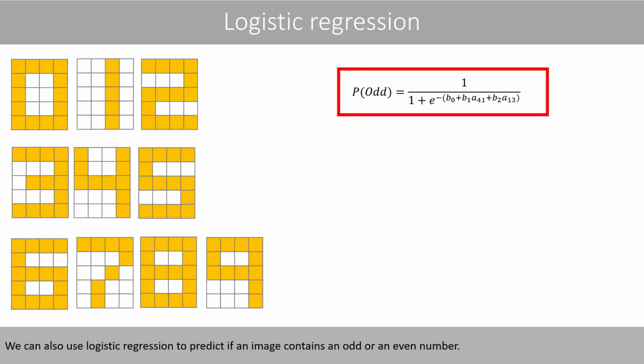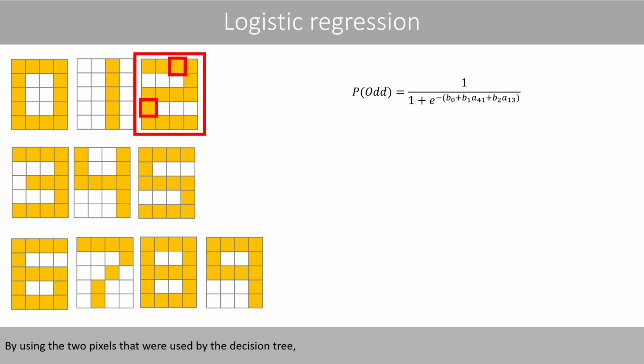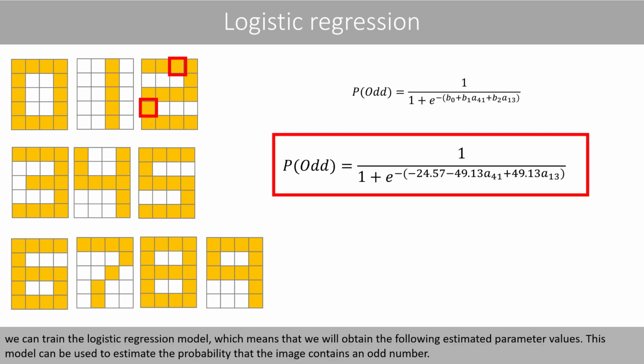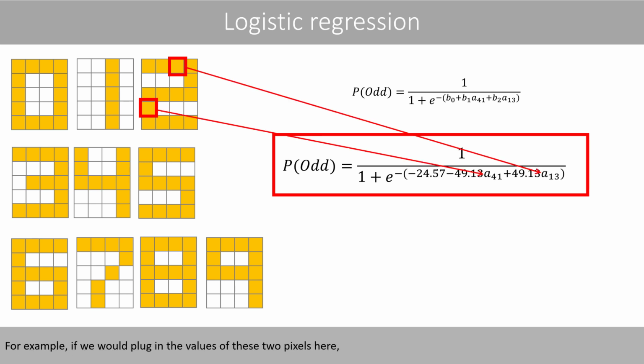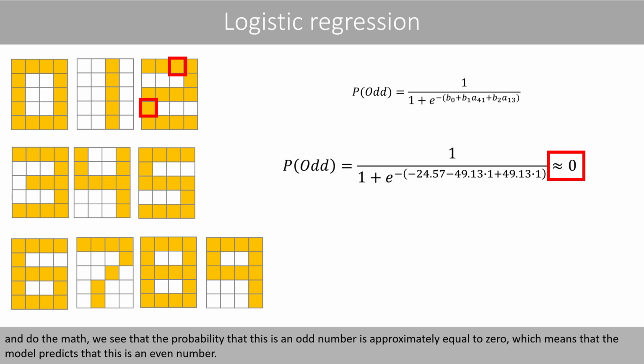We can also use logistic regression to predict if an image contains an odd or an even number by using the 2 pixels that were used by the decision tree. We can train the logistic regression model, which means that we will obtain the following estimated parameter values. This model can be used to estimate the probability that the image contains an odd number. For example, if we would plug in the values of these 2 pixels here and do the math, we see that the probability that this is an odd number is approximately equal to 0.